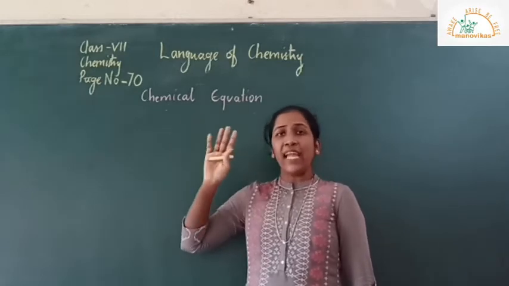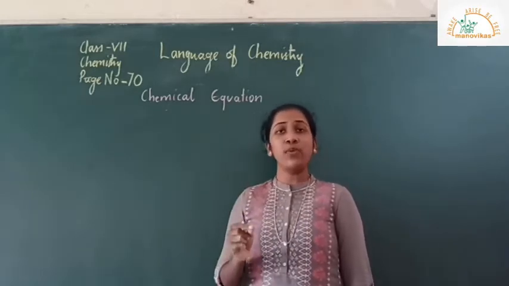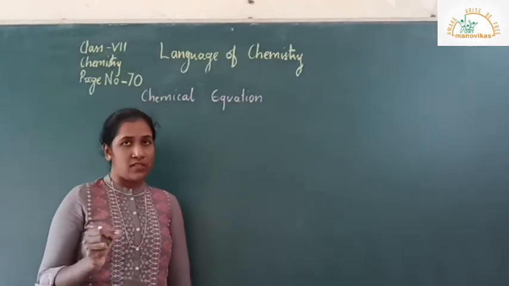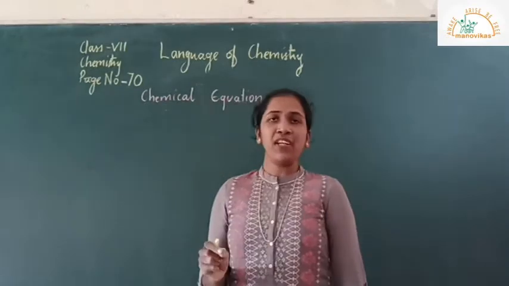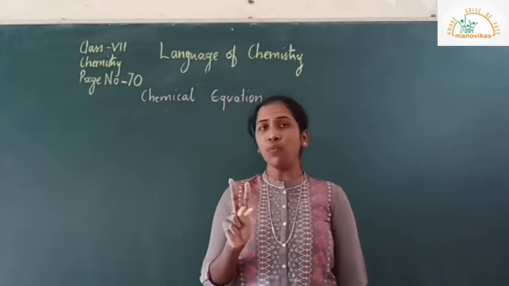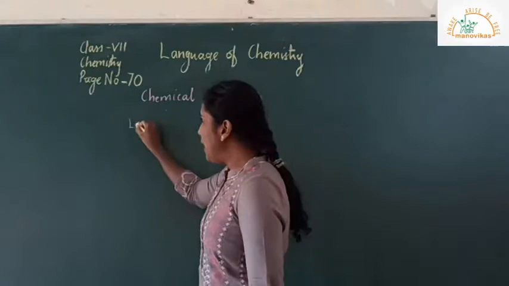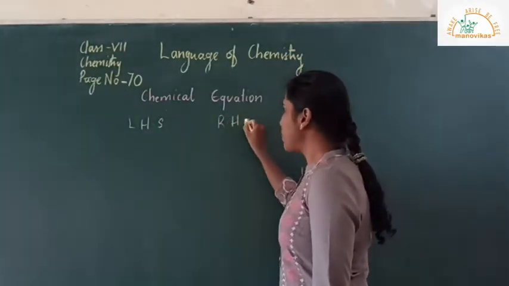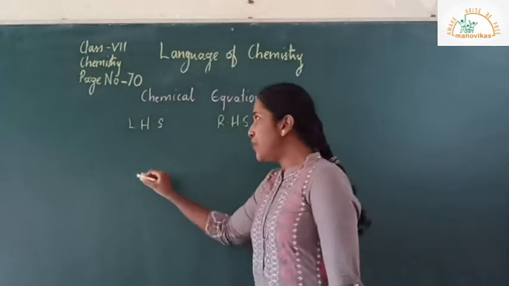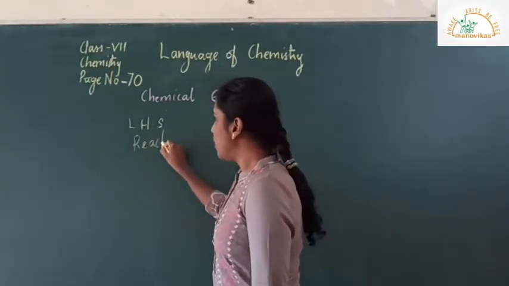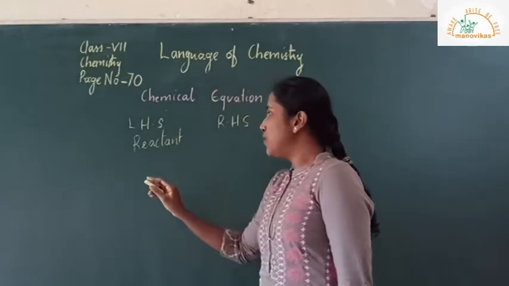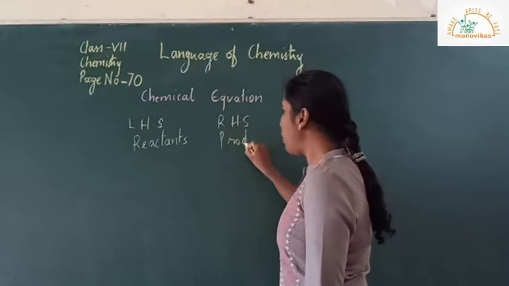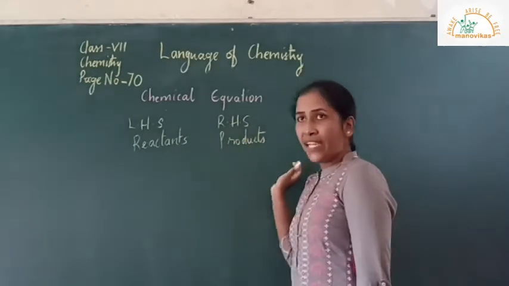Now, when the chemical reaction is represented with the names of the chemicals, we call it a word equation. In a chemical equation, we have to remember that there are two parts: one is the left hand side and one is the right hand side. Always remember, reactants are written on the left hand side and the products that are obtained are written on the right hand side.